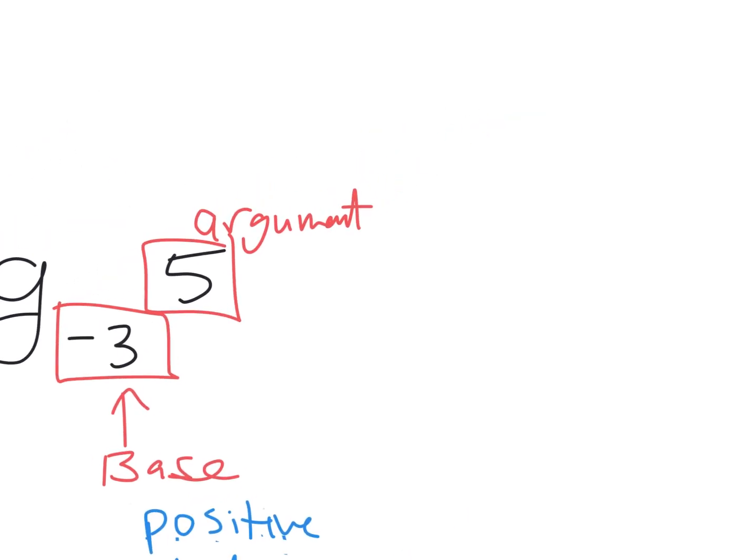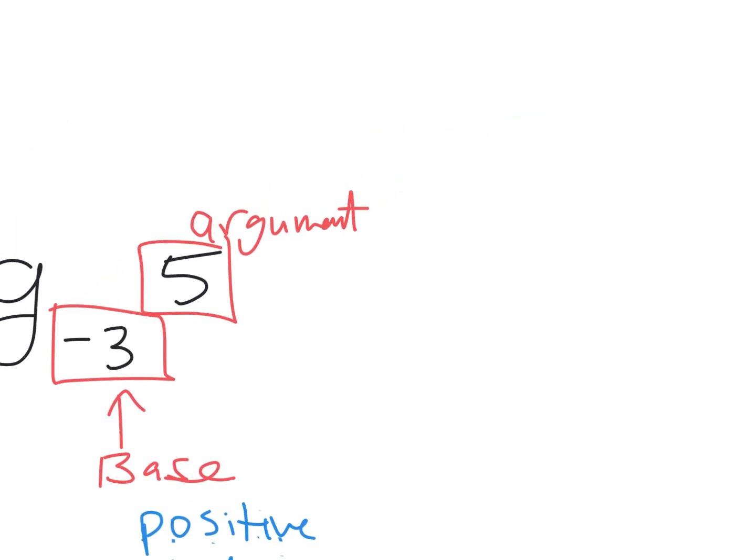How about the argument? That's simpler. It just has to be, well, it has to be positive, period. That means it can't be 0, but just has to be positive. The arguments have to be positive.